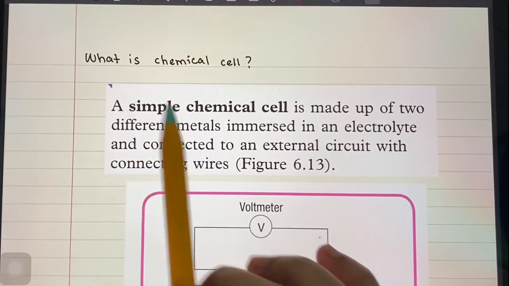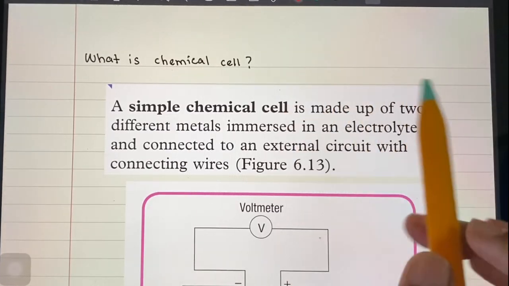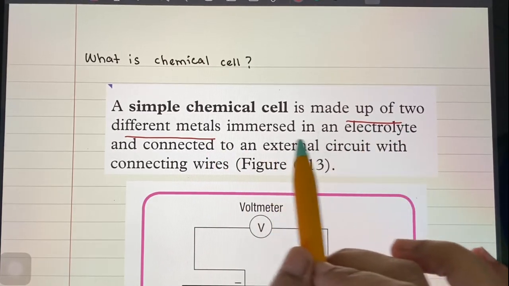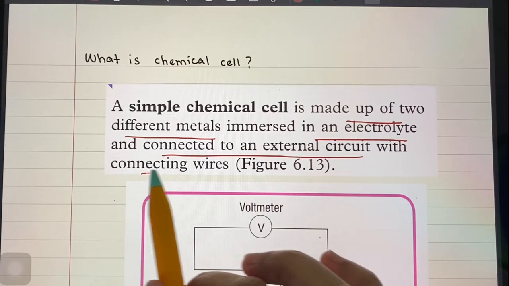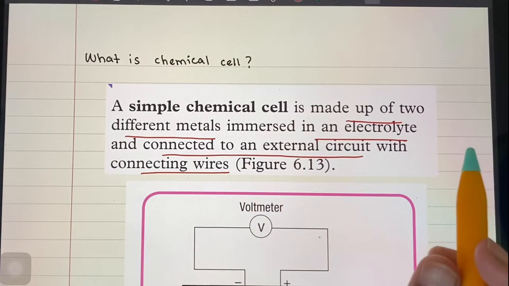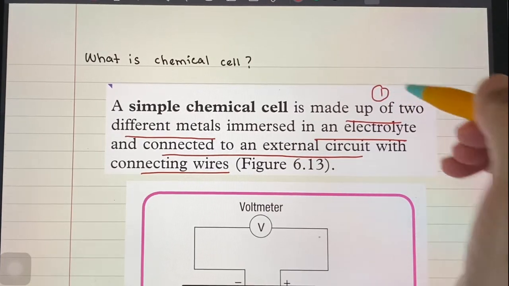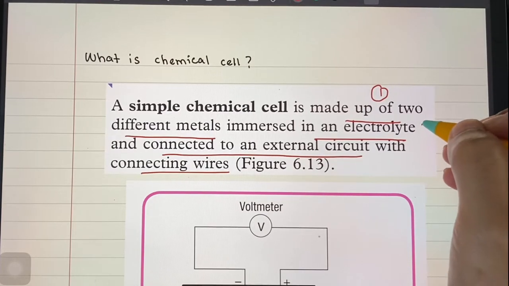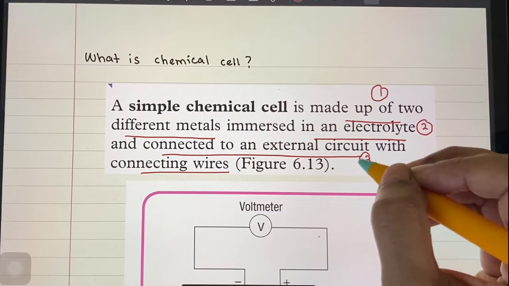So, chemical cell is actually made up of two different metals, immersed in an electrolyte and connected to an external circuit with connecting wires. So, the first point, there is so many points here. The first point is that they must be made up from the two different metals. And the second point, they must immerse in an electrolyte. And for the third point, they must be connected to the external circuit.